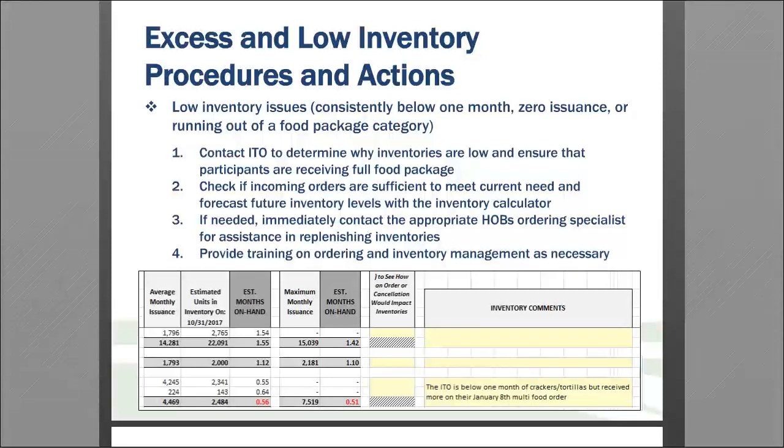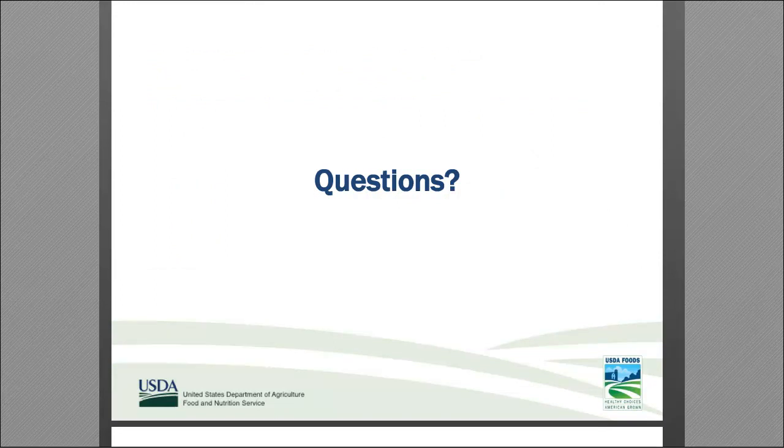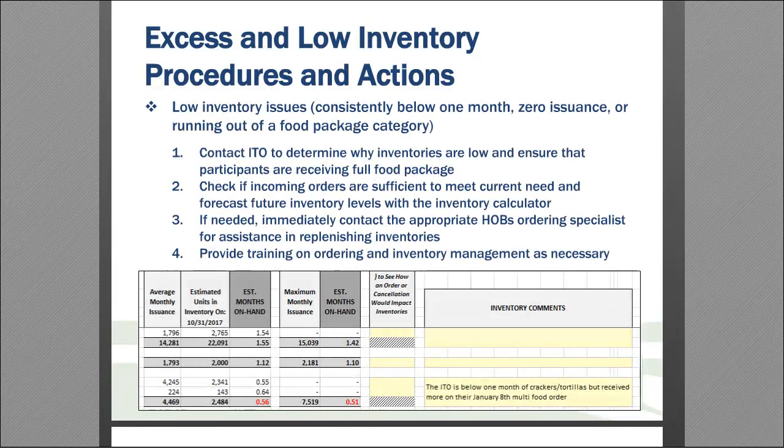Finally, low inventories can also be an issue if they're consistently below 1 month, there's zero issuance of a food package category, or if the ITO is running out or ran out of a food package category. If there are consistently low or very low inventory levels, you should first contact the ITO to determine why inventory levels are so low and make sure that participants are being offered a full food package. Additionally, check to see if incoming orders are sufficient to meet current need and forecast future inventory levels with the inventory calculator. If additional inventory is needed, contact the operations branch ordering specialists for assistance in replenishing inventories. Additionally, provide training and technical assistance as necessary.